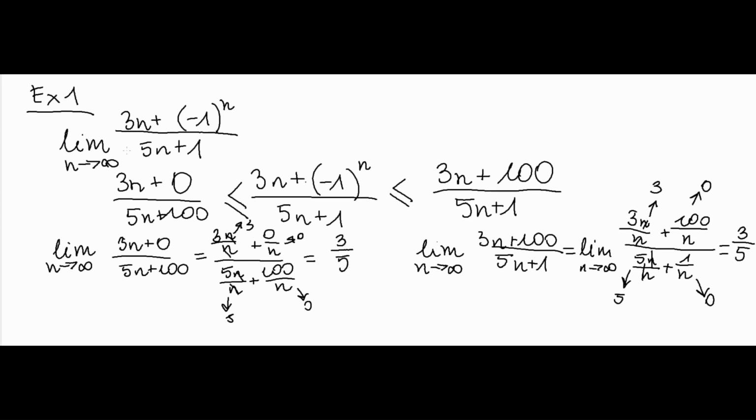Now if you look at the results of both the smaller sequence and the bigger sequence, you can see that they are equal. So that means that the sequence in the middle also has to go to 3 divided by 5.